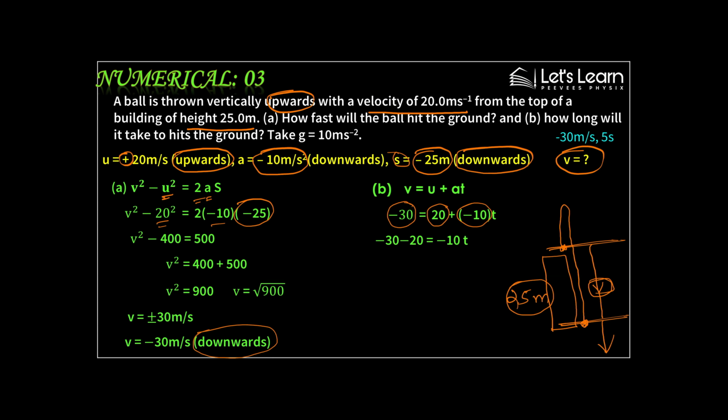Moving 20 to the other side, left hand side becomes minus 50 equals minus 10 t. Moving minus 10 to the other side, it becomes divided by minus 10. So minus 50 divided by minus 10 gives you 5 seconds.